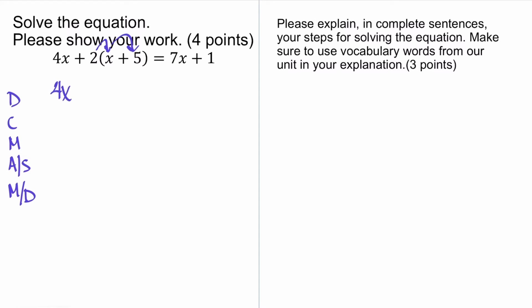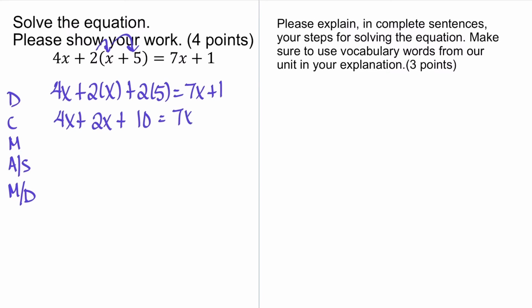So I get 4x plus 2 times x plus 2 times 5 equals 7x plus 1. So I get 4x plus 2 times x is 2x plus 2 times 5 is 10, and that equals 7x plus 1. Okay, so now I need to combine like terms. Notice on the left side, I have this 4x and 2x on the same side of the equation. So I'm going to put them together, and I'm going to get 6x plus 10 equals 7x plus 1.